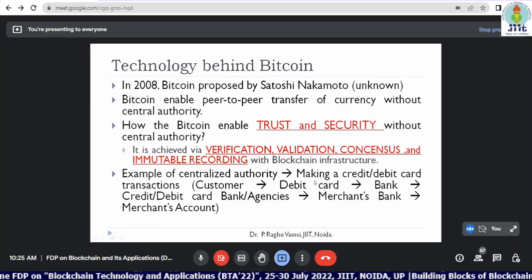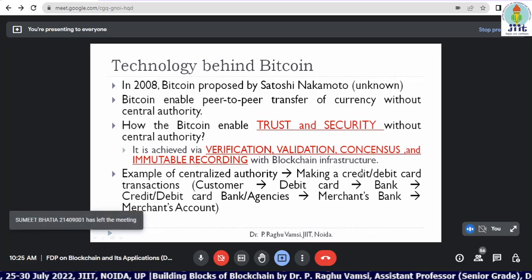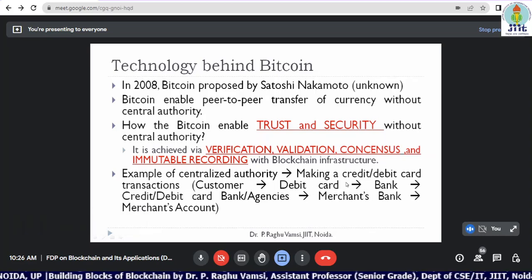Whenever the centralized part is taken out, like banking servers, this is maintained especially with the help of a peer-to-peer way in the case of blockchain. When the blockchain is introduced, even though any number of intermediaries are available, they can achieve trust and security in this transaction via verification, validation of the transaction, achieving consensus over the transaction, and immutable recording. That means once the transaction is recorded, it cannot be changed in future. This is what is called immutable recording. In these four ways, trust and security will be achieved in the blockchain infrastructure. Later, we'll see how this can be achieved.